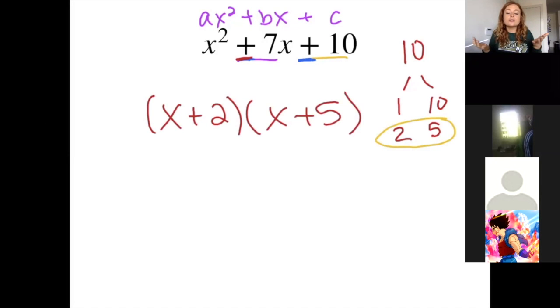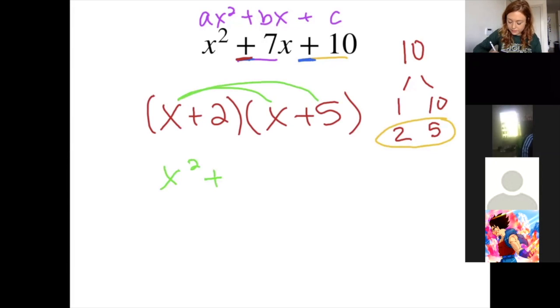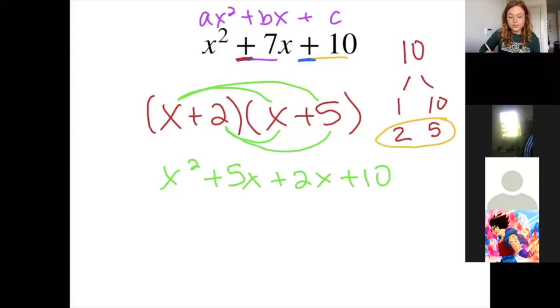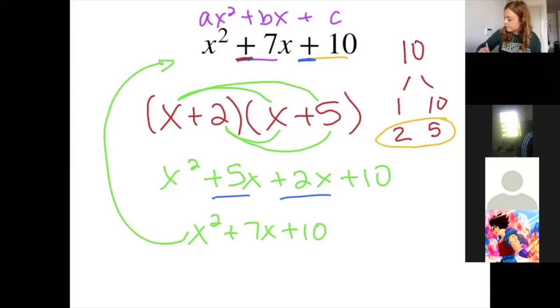Okay, then if you weren't sure, if you wanted to check yourself, you just FOIL it. So we would go x times x is x squared. x times positive 5 is positive 5x. 2 times x is 2x. And 2 times 5 is positive 10. And then you combine like terms. 5x plus 2x gives me x squared plus 7x plus 10, which gets me back to the original problem. Okay, so that is the correct factored form. So your answer would have been these factors right here.